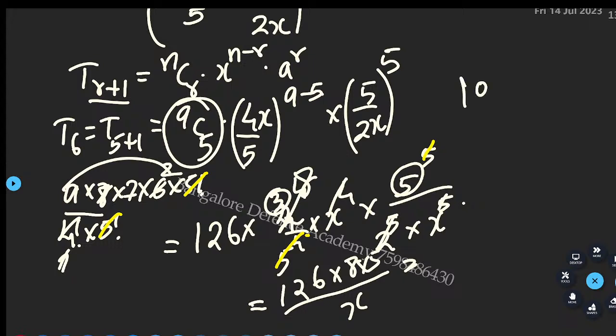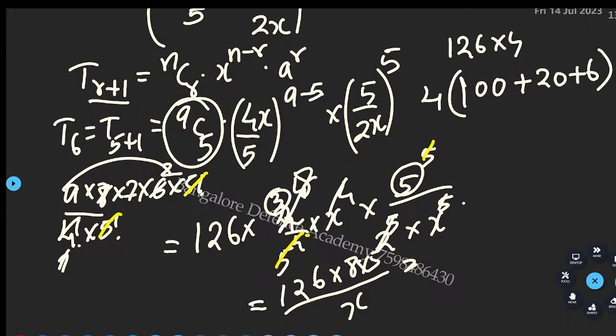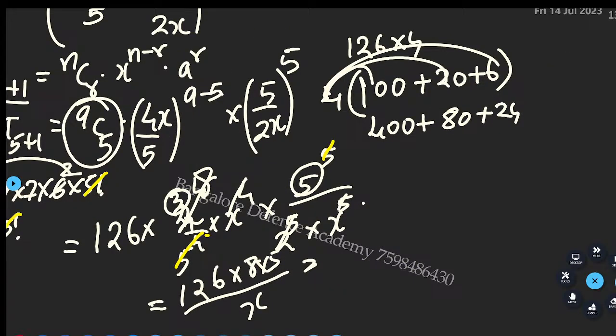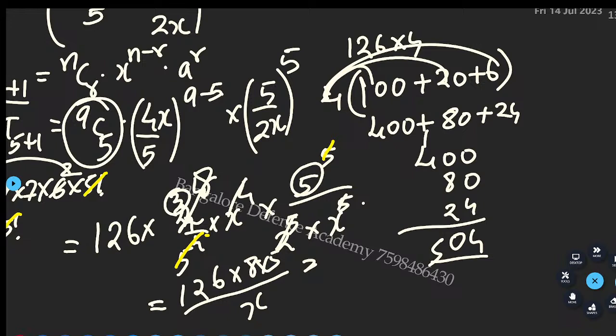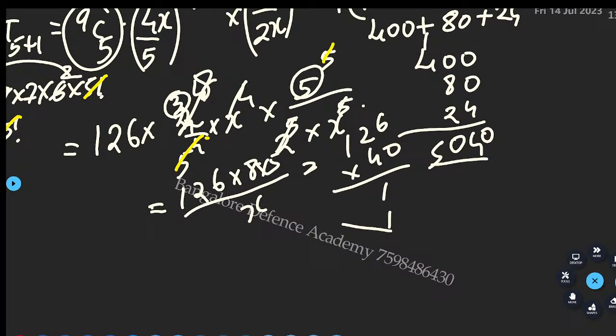Now imagine 126 into 4 is difficult for you. What do you do? Write 100 plus 20 plus 6, into 4. Now tell me, 4 into 100, 4 into 20, 4 into 6 is 24. Now can you add? 400, 80, 24, so 504. Then 5040, just add that one 0 here. Okay, in the exam, don't take this number 126 into 40 and multiply it, that is a waste of time. Do it directly like this. So the answer is 5040 divided by x, otherwise 5040 x to the power of minus 1.